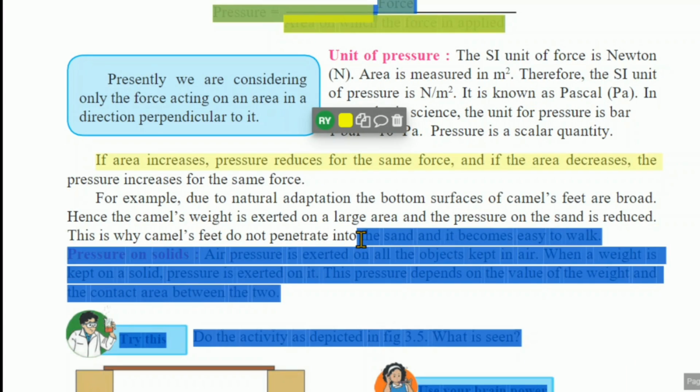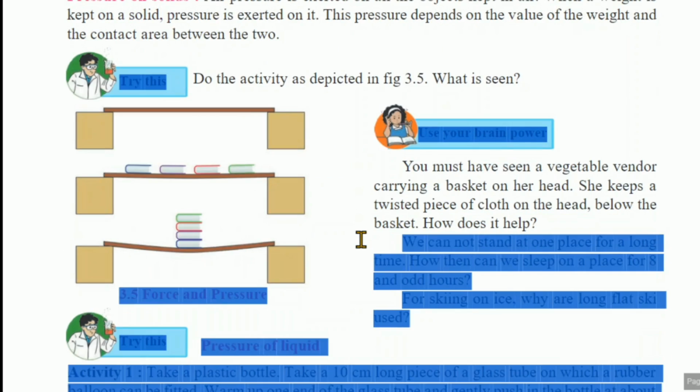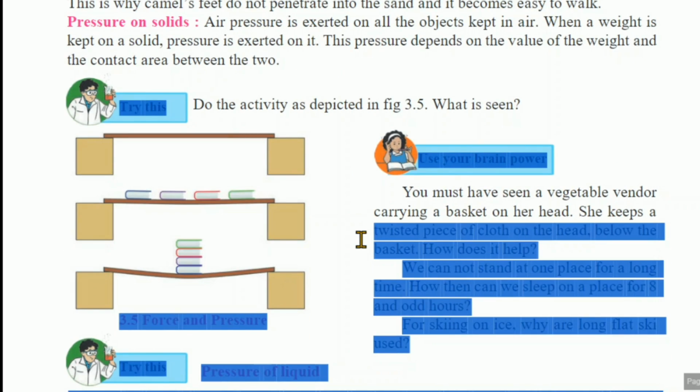Next point is pressure on solids. Now we have discussed the concept of pressure. Now pressure on solids, pressure on liquids and pressure on gases, because we know that every matter has three states: solid, liquid and gas. So what is the effect on these three states, we will discuss.